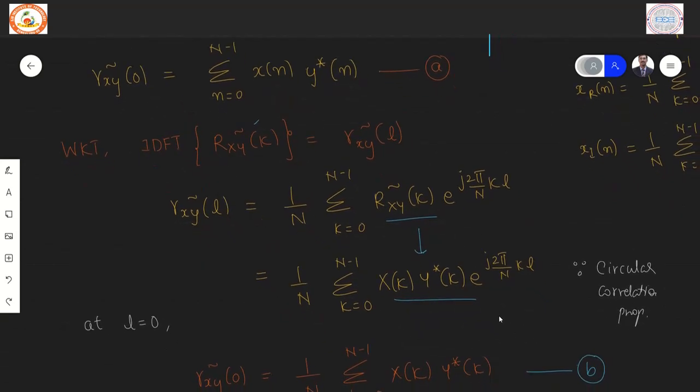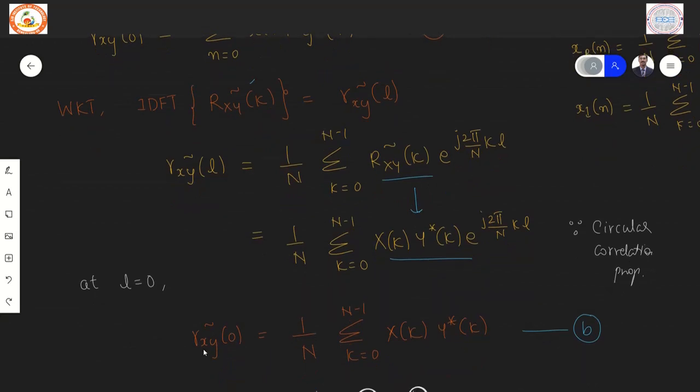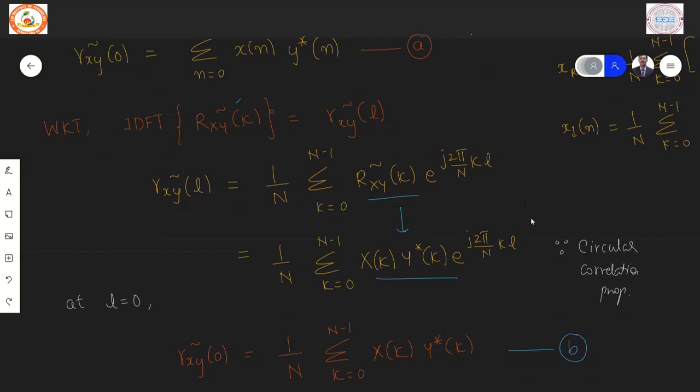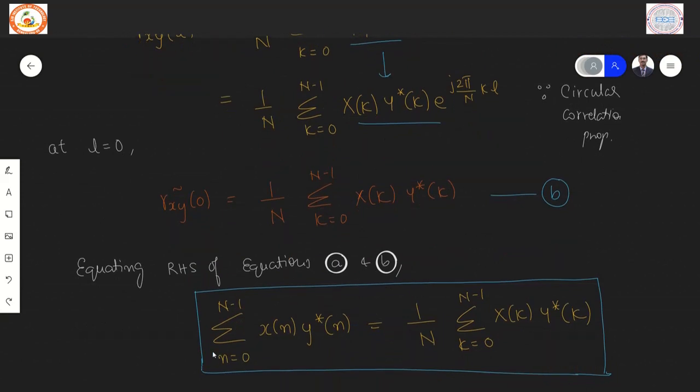And here also we shall consider the lag L is equal to 0 or the origin, and the result is Rxy tilde of 0 equals to 1 by n times summation k from 0 to n minus 1 x of k into y conjugate of k. Now, using both equation A and B, which stand for the same term, when you equate the RHS of both equations, the result we get is what is expected. So this is the result, summation n from 0 to n minus 1 x of n into y conjugate of n is same as 1 by n times summation k from 0 to n minus 1 x of k into y conjugate of k.